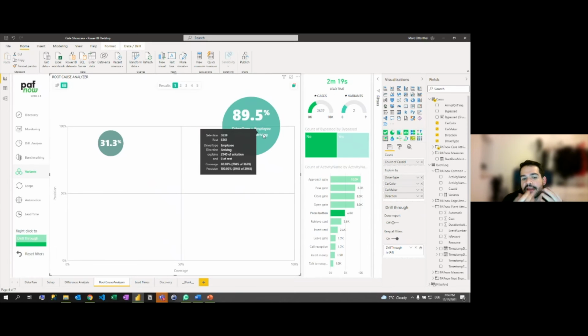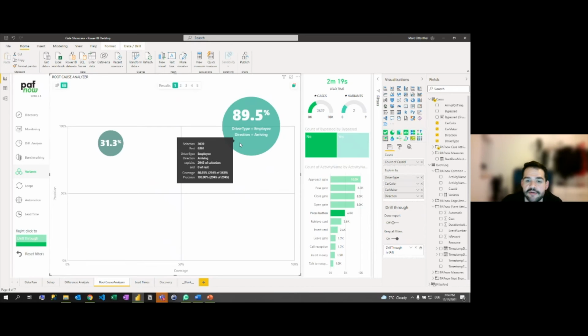Because obviously, based on the attribute combination, driver type employee and direction arriving, we can explain 80% of the cases. But what if we could also explain the 20% of the other cases where no one pressed the button? Then that kind of explanation didn't really make sense. And that's why we added the precision.